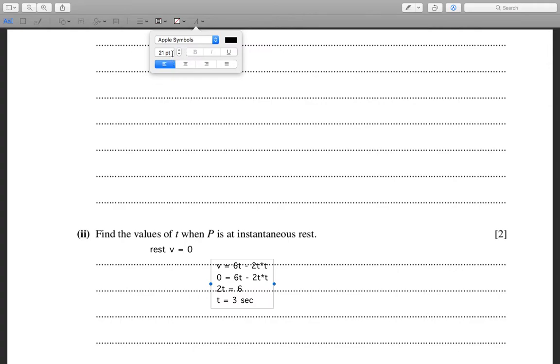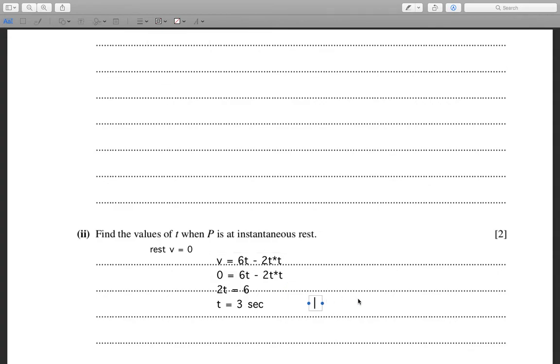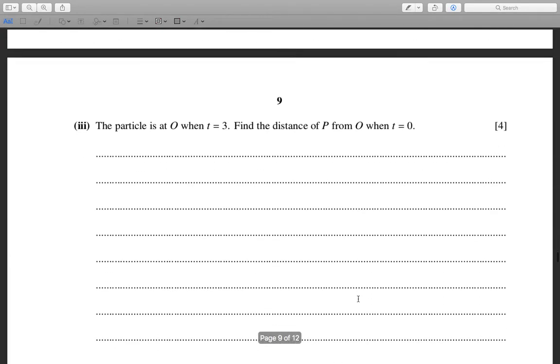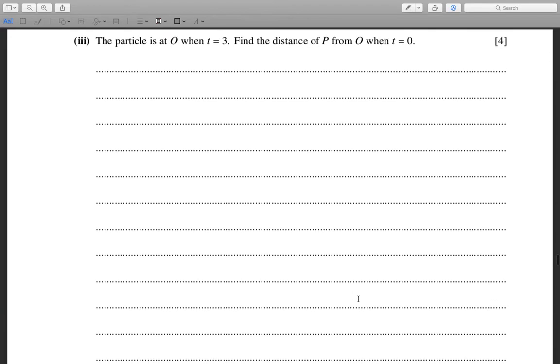Okay, we'll continue to the next question. The particle is at O when t equals 3 seconds. Find the distance of P from O when t equals 0.